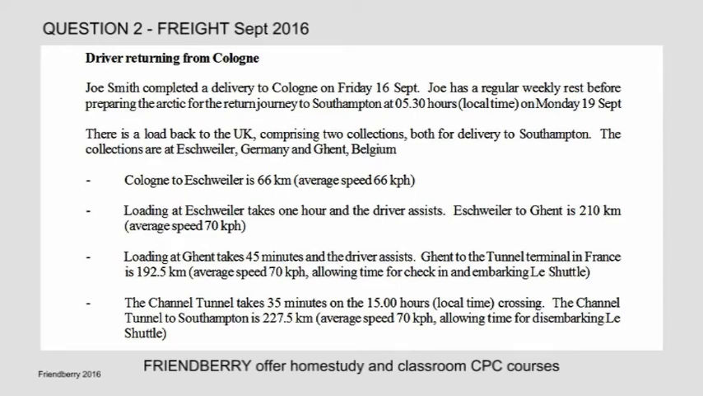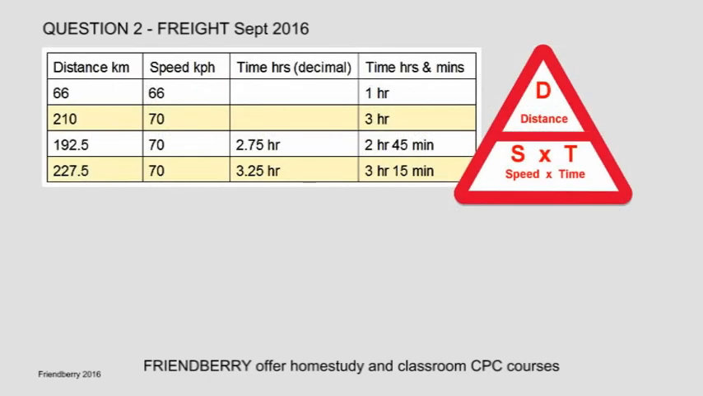The Channel Tunnel takes 35 minutes on the 1500 hours local time crossing. The Channel Tunnel to Southampton is 227.5 kilometers, average speed 70 kph, allowing time for disembarking the shuttle. You will need to work out the driving time for each section of the journey, so find them now. Use the triangle and do not forget to times the odd parts of the hour by 60 to give minutes.